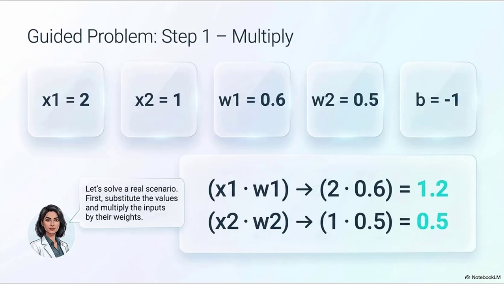Now let's see this guided problem step by step. Here we have two inputs, where x1 is 2 and x2 is 1. We have weights W1 as 0.6 and W2 as 0.5, and the bias added here is -1. So now when you solve it, the values come as 1.2 and 0.5.